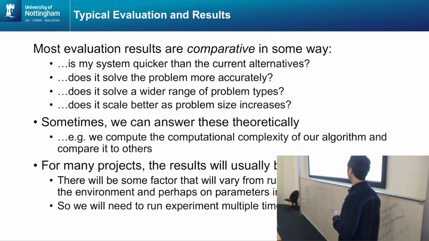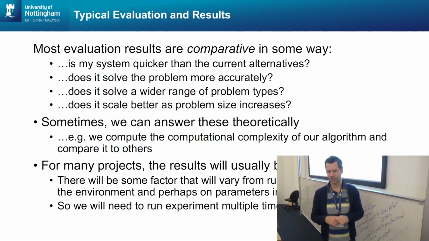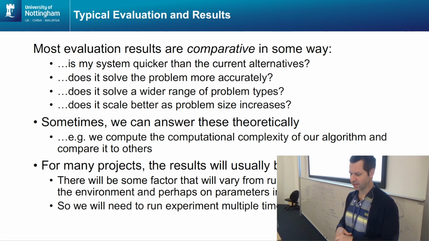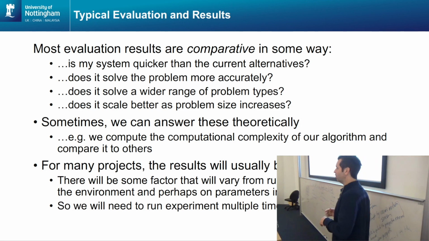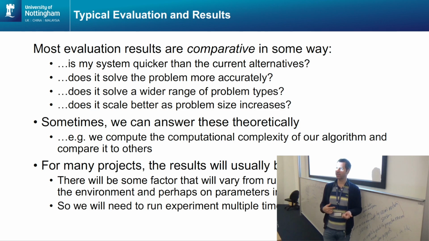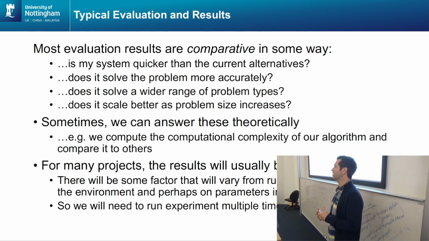Sometimes we can make a comparison theoretically, right? Just based on mathematical proofs. And for some projects, the results will be statistical, right? You'll say, I've run my algorithm 10 times, and on average, it performs twice as fast. On average. So average is a statistical measure, right? So you're making a comparison using statistics.